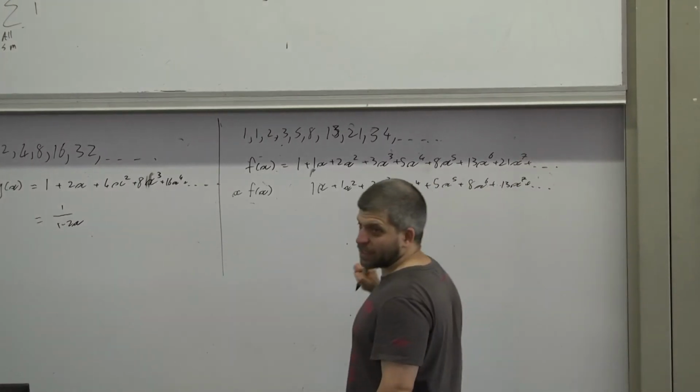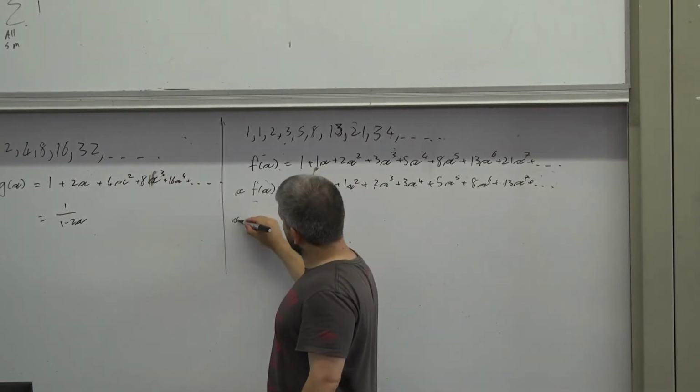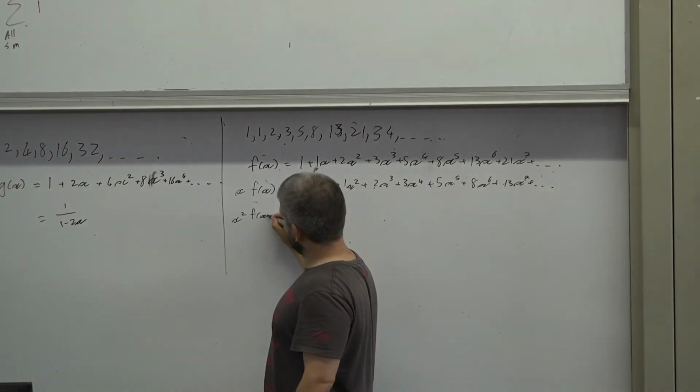Okay, I'm going to sign up something at x to the 7, and I'm also going to multiply it by x squared.